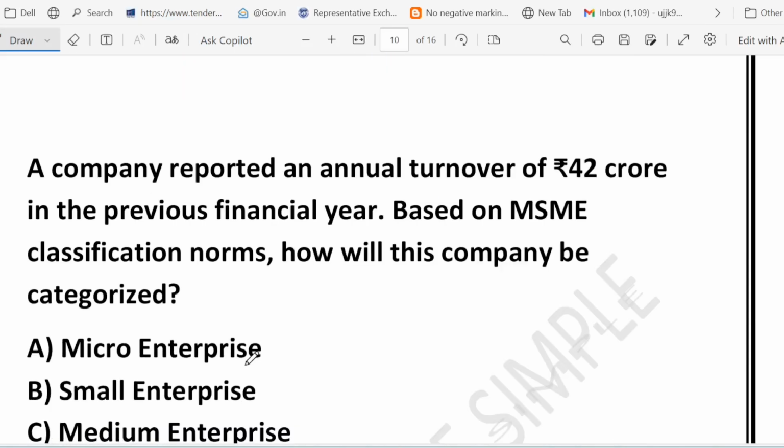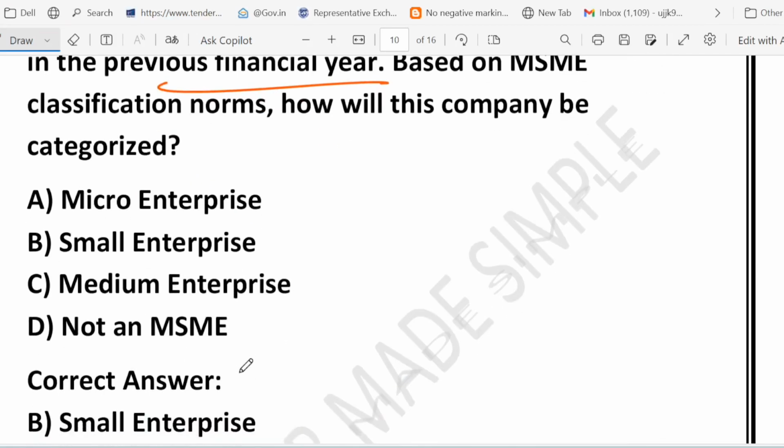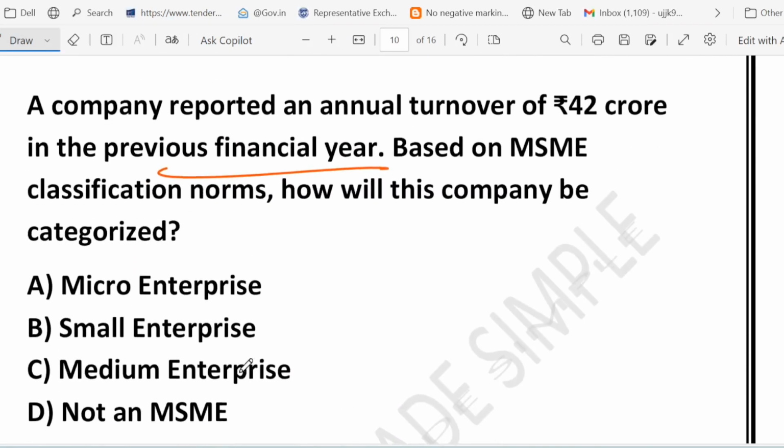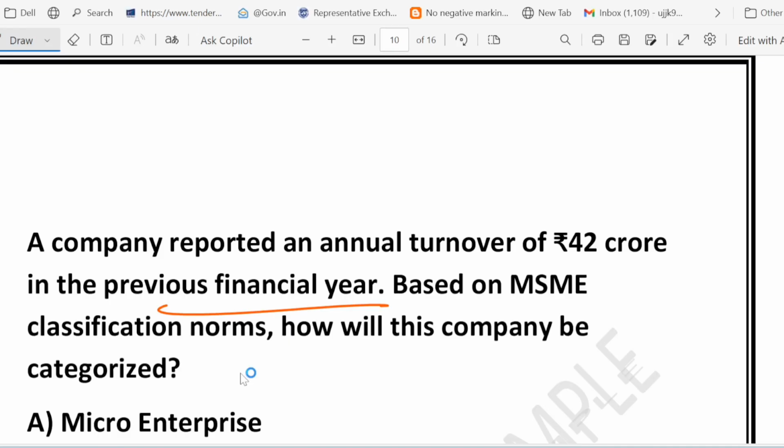Now friends, let's look at this very interesting question presented before you. The company reported an annual turnover of rupees 42 crore in the previous financial year. So the question is, how will this company be categorized under MSME norms? Micro, small, medium, or not an MSME. Think about it. Earlier, MSMEs were based on investment in plant and machinery, but now they are classified based on turnover. So what is the rule? It is very simple. Draw this timeline. Write down 5 crore, write down 50 crore, and write down 250 crore.